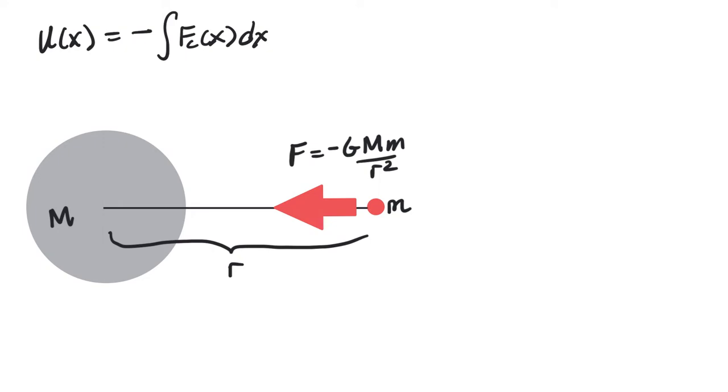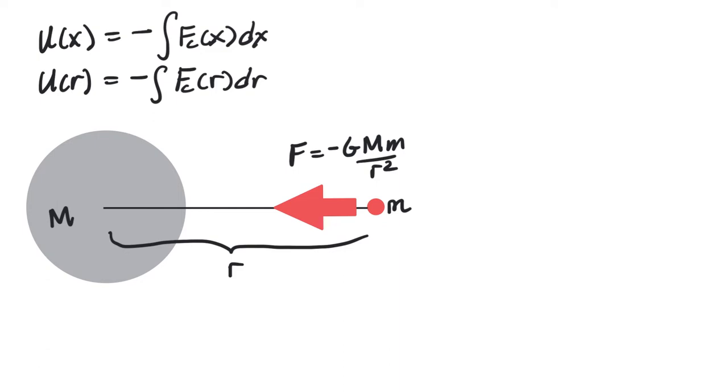Now, our variable in the situation is r, not x, but that doesn't matter. All we have to do is change all the x's out to r's. So we would be deriving u of r is negative the integral fc of r dr. Now, you'll notice that negative, remember, is because the potential energy changes opposite the work done by the conservative force.